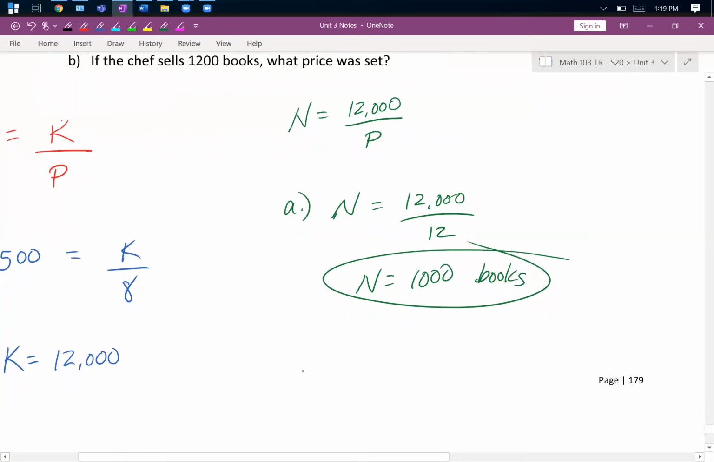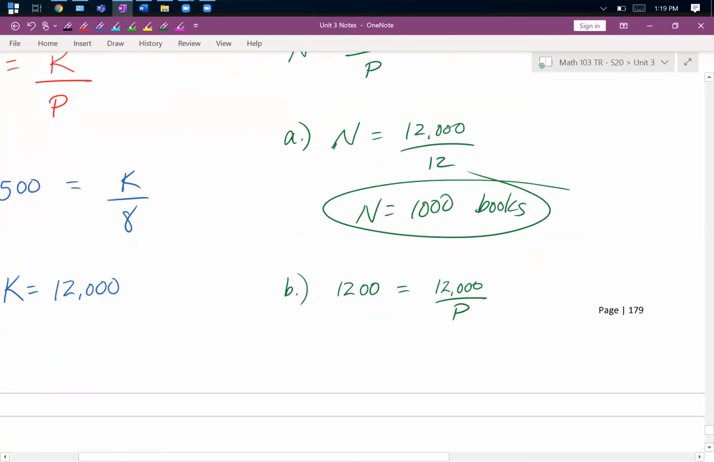Part B says that if the chef sells 1,200 books, what was the price? 1,200 equals 12,000 divided by P. Multiply both sides by P, or cross multiply, and then divide by 1,200. We end up with P being equal to $10.